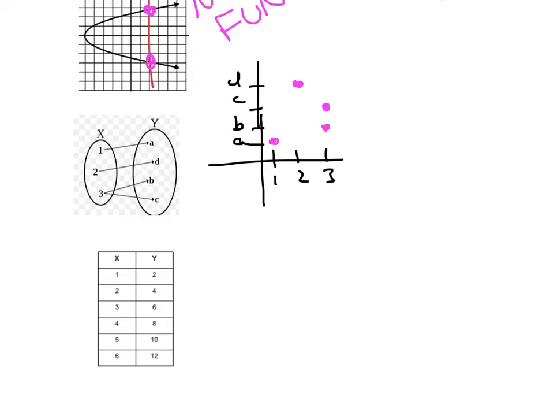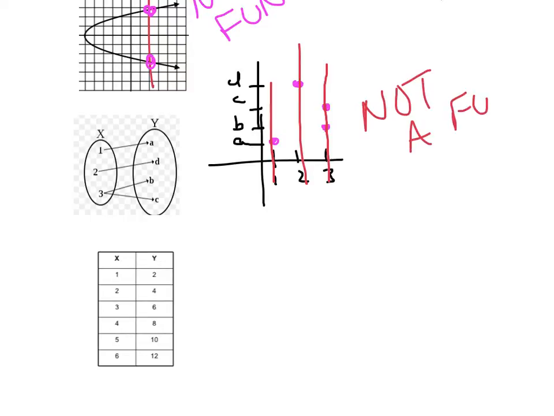Now watch that vertical line. If I draw the vertical line there, it's a function, it hits once. If I draw it here, it's a function, it hits once. But watch what happens here. That hits twice. Therefore, this is not a function. Each input did not have one output.